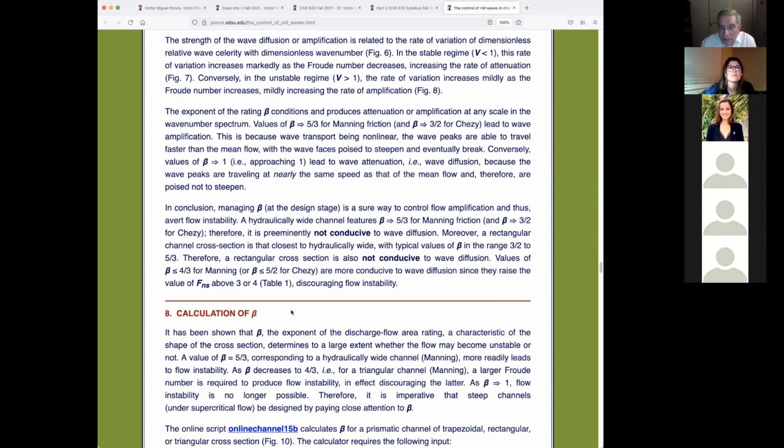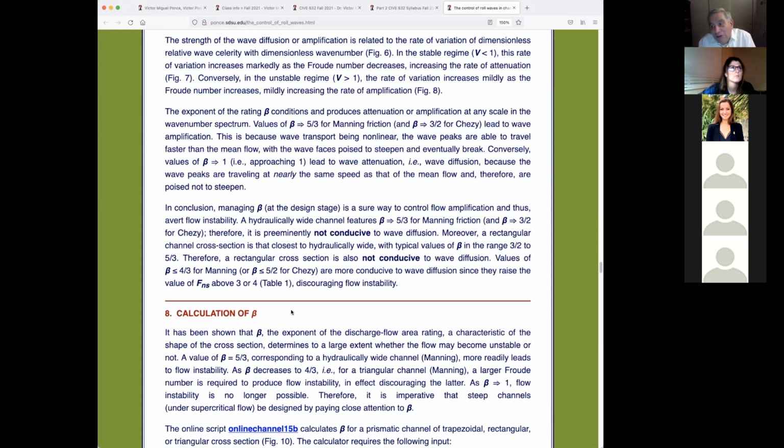Therefore, it is preeminently not conducive to wave diffusion. In other words, a hydraulically wide channel will not diffuse. Moreover, a rectangular channel cross-section is the closest to hydraulically wide. In other words, we obviously don't have an asymptotically hydraulically wide channel, but if the channel is rectangular enough, the betas will be on the order of 1.6, which is close enough to 1.67. 1.67 is the limit. You cannot go above 5/3 Manning and 1.5 Chezy.